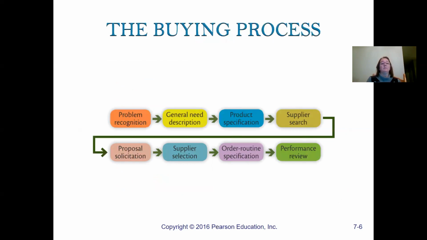So we all start with there's a problem. We recognize there's a problem, and that problem then is described. So we create a general need description. Then we study up and come up with product specifications. Then we search for suppliers that would be able to fill those specifications. And typically in the business environment, business to business sales, we search for at least two suppliers, especially if the product is fairly similar from one supplier to the other. You could ask for proposals. Then you would select the supplier and place the order.